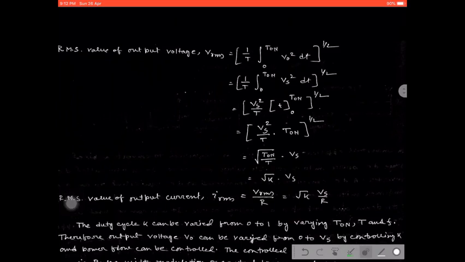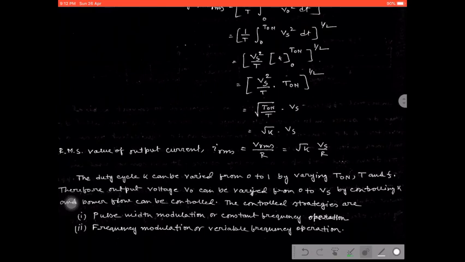Now see, the duty cycle K can be varied from 0 to 1, as I told you before, by varying T on and T off. Therefore the output voltage V0 can be varied from 0 to Vs, obviously. So by controlling K, power flow can be controlled. That is why you can control the speed of any machine for drive application. The control strategies are of two types: pulse width modulation or constant frequency operation, and number 2, frequency modulation or variable frequency operation.